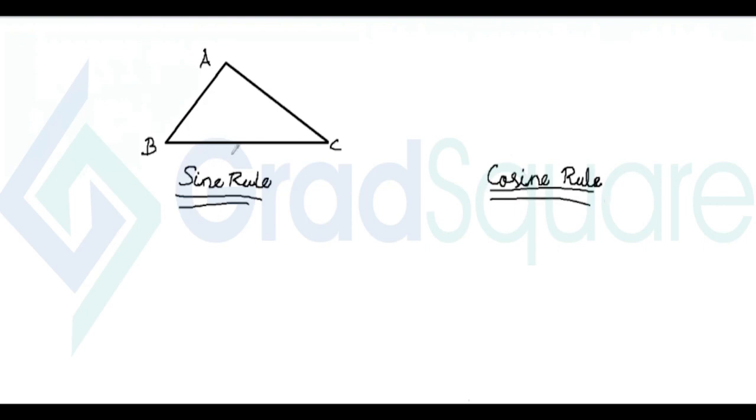Okay. So to get a sense of understanding of what the sine rule is, let's take a triangle ABC. Let's say the lengths of the three sides are small a, small b, and small c, such that small a is the length of the side opposite to vertex capital A, small b is opposite to capital B, and small c is opposite to capital C. Then the sine rule says that a by sine of angle A is equal to b by sine of angle B is equal to c by sine of angle C.